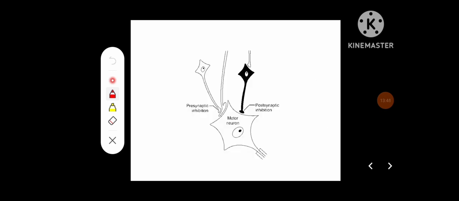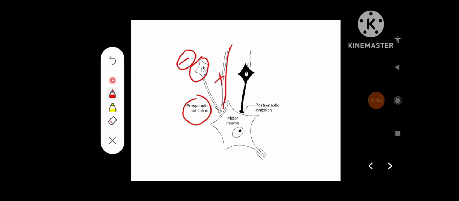Okay, so this is the diagram showing the presynaptic inhibition. Here, this is usually the excitatory, and this interneuron forms the axoaxonic synapse with this excitatory neuron. It is usually inhibitory. It secretes inhibitory neurotransmitter, thus it is going to suppress the excitatory impulse on the motor neuron.